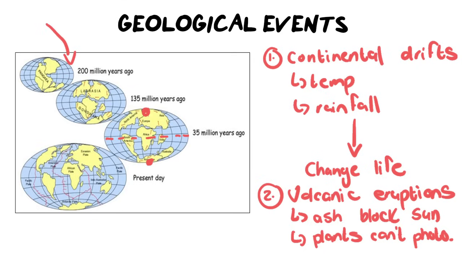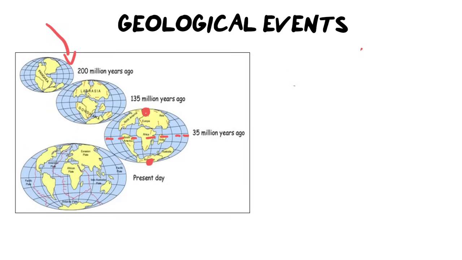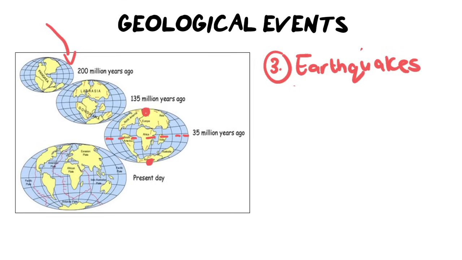Now, linked to volcanic eruptions, which is our third and final piece when it comes to geological events and what shapes life on Earth, is going to be earthquakes. Now, earthquakes are linked to volcanic eruptions. Generally, they go hand in hand. When a volcano erupts, there is some kind of earthquake that's also linked to it. But more specifically, earthquakes can separate land.